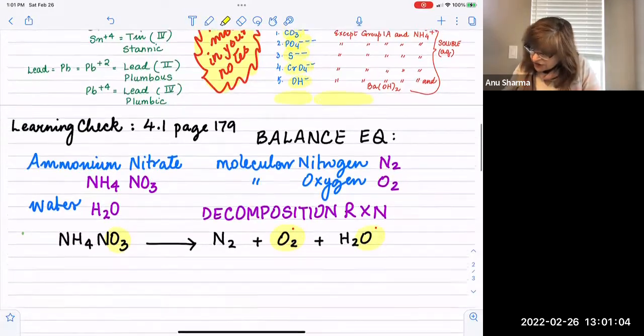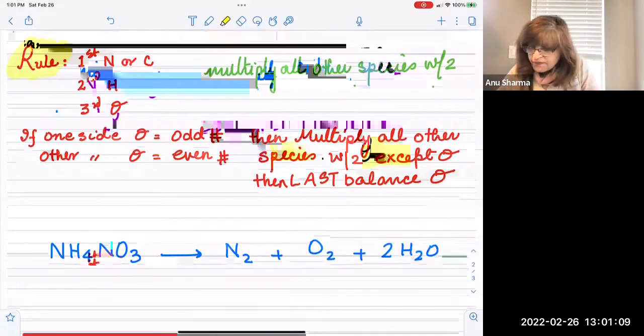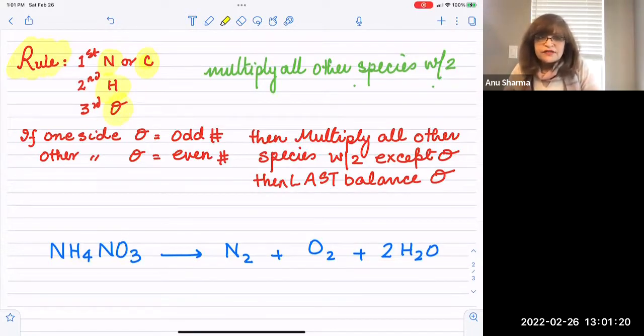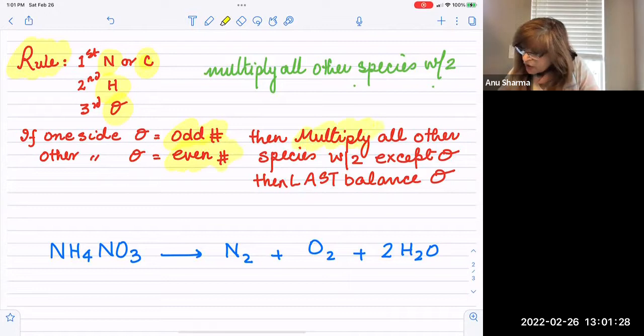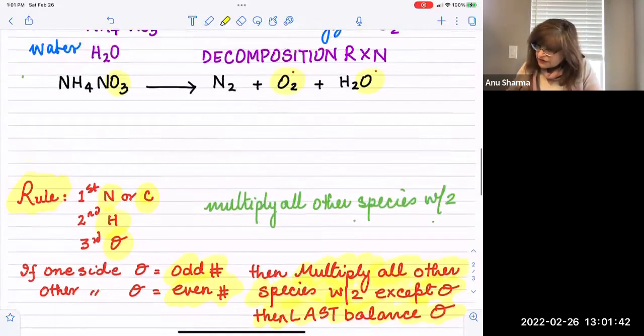So that means there is a general rule that you need to follow. And that rule is always first balance the nitrogen, or if you're looking at carbon, you first balance the carbon. Then secondly, you balance the hydrogen. Last, you balance the oxygen. Now, sometimes oxygen is odd on one side and even on the other side. And then what do you do? Then you multiply all the other species with 2, except for oxygen. Hold on to oxygen. Okay, and then you last look at the oxygen and you balance oxygen last. Okay, so let's do this problem first.